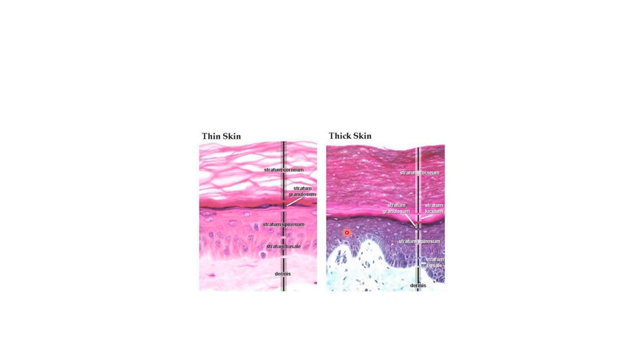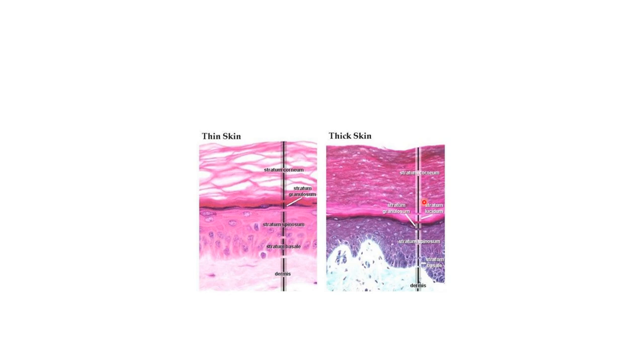Now you can appreciate under the microscope, this is the thin skin and this is the thick skin. Stratum basale is in both of the layers, stratum spinosum in both of the skins, stratum granulosum in both of the skins.